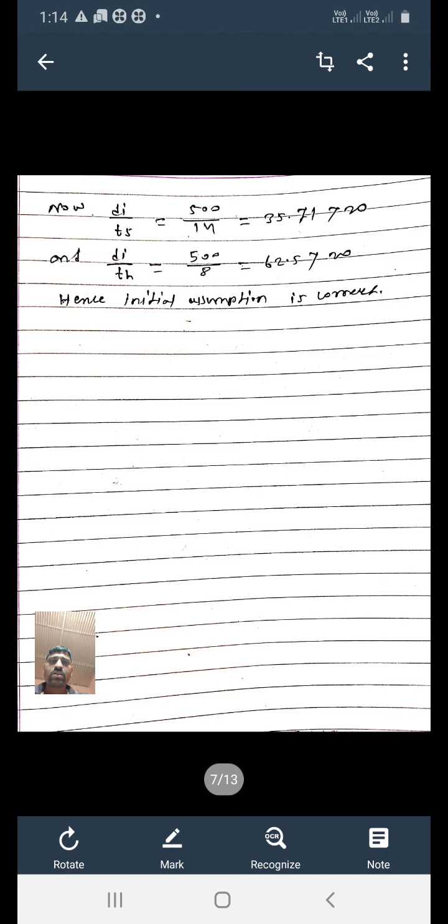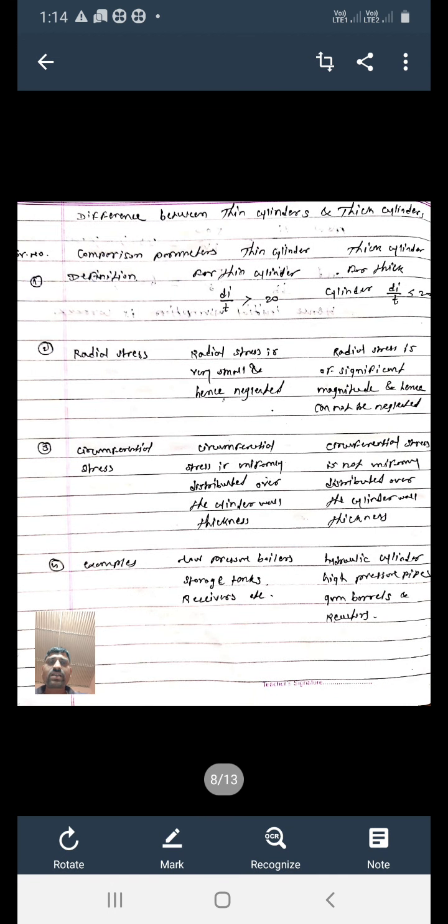Then do you know the difference between the thick cylinder and thin cylinder? First, if you are asked in the examination the difference between thin cylinder and thick cylinder, then write point wise. Remember the parameters. First parameter is the definition. For a thin cylinder, the ratio di by t is greater than 20, and for a thick cylinder, the ratio di by t is less than 20.